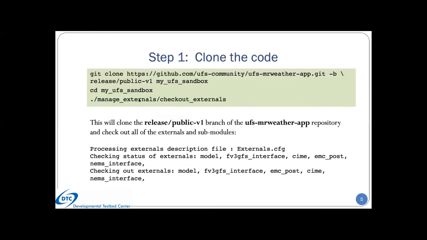Okay, so the first step is to clone the code. These are all GitHub hosted Git repositories. And the command here says start at the UFS medium range weather app and get the public V1 release.